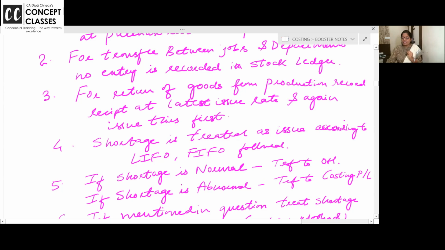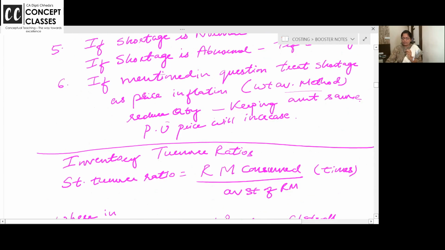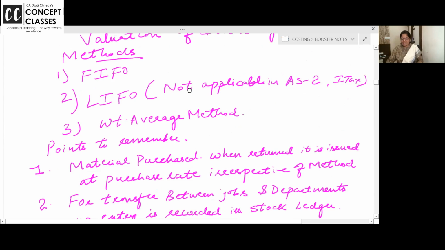Next, shortage is treated according to the issue rate. 80 units are there in the books, but in the godown 78 units are there. So 2 units are issued as shortage at whatever issue rate you are following. If it is normal shortage, transfer it to overhead. If it is abnormal shortage, transfer it to costing P&L. And if weighted average, you have to reduce it. This formula is used in accounts in single entry and it is used here also.